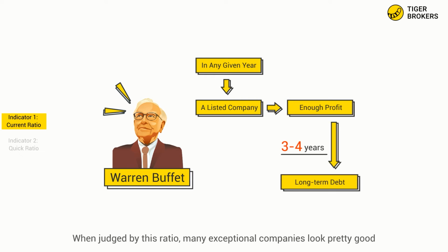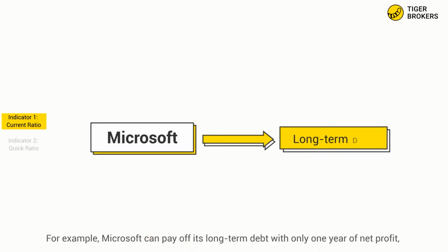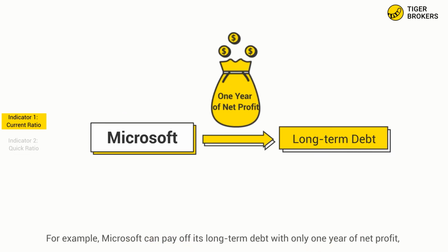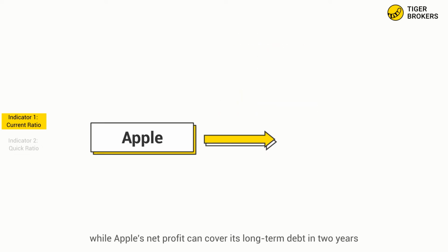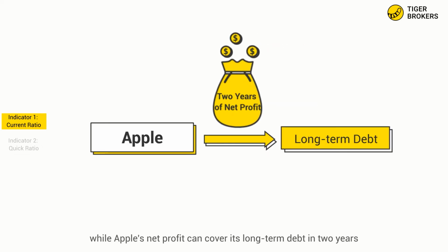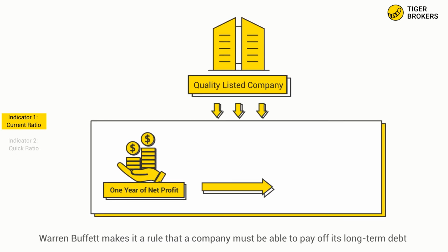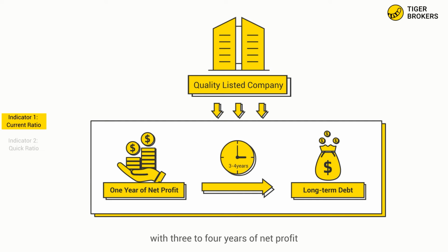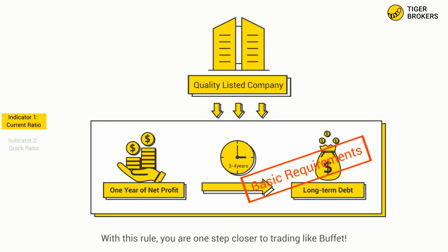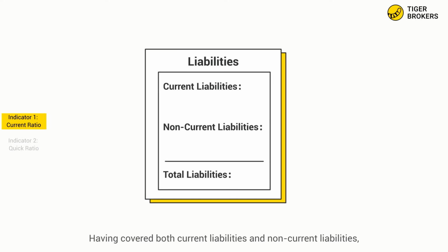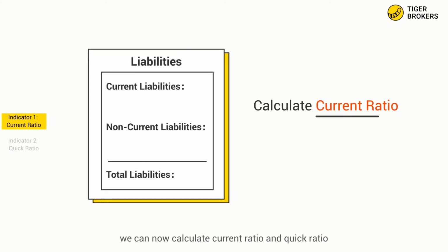When judged by this ratio, many exceptional companies look pretty good. For example, Microsoft can pay off its long-term debt with only 1 year of net profit, while Apple's net profit can cover its long-term debt in 2 years. When scouting for worthwhile investment targets, Warren Buffett makes it a rule that a company must be able to pay off its long-term debt with 3 to 4 years of net profit. With this rule, you are one step closer to trading like Buffett. Having covered both current liabilities and non-current liabilities, we can now calculate current ratio and quick ratio.